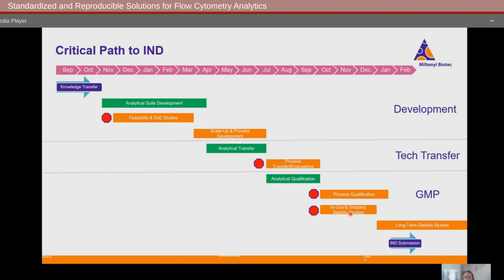The transfer to GMP as well requires specific methods to be developed for a smooth transition. If you're lacking those methods at that stage, this can really delay your process qualification, and your in-use and shipping stability studies as well. And you need to get to those long-term stability studies in order to submit your IND properly. So today I'll be focusing on some of those methods to mitigate delays and accelerate the time to IND and to market, by showcasing some solutions that Miltenyi has specifically in the flow cytometry analytics space.